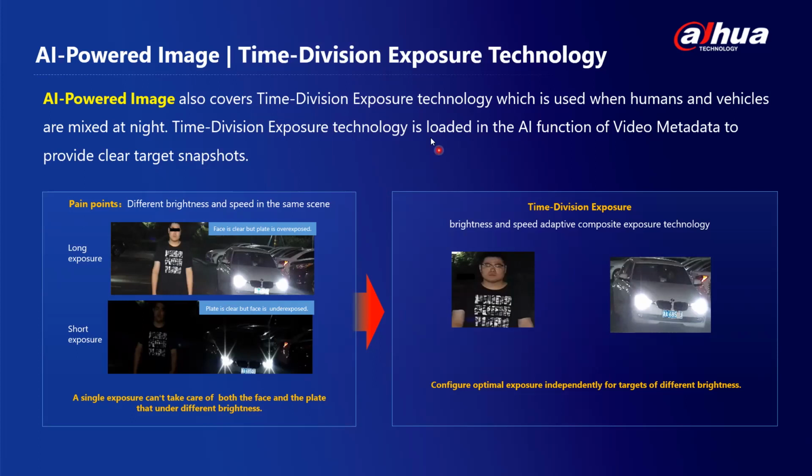the WizMind S family product. So in this case, we have the time division exposures. Here we have the brightness and the speed adaptive composure exposures technology, just to ensure that we can see both targets more clearly. The reason why this is applicable is simply because it configures optimal exposure independently for targets of different brightness, so different exposures.